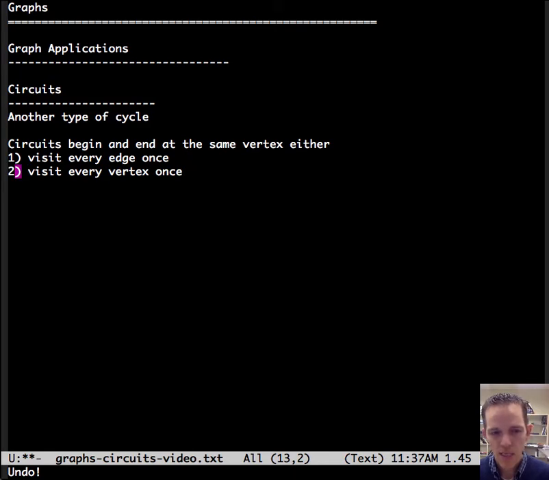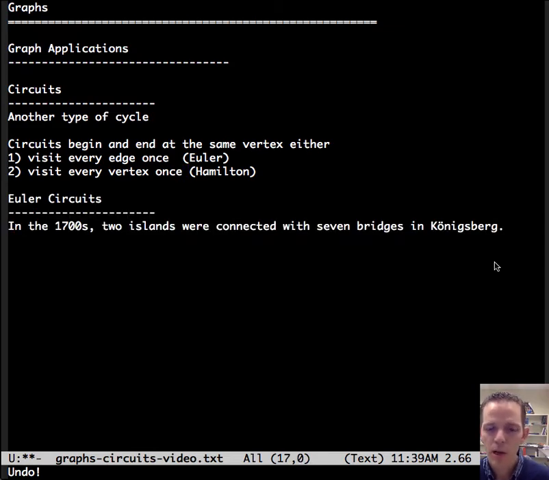Now, the visit every edge kind are called Euler circuits, and the kind that visit every vertex once are called Hamilton or Hamiltonian. And so you can remember E for edge, Euler. That's one way you can remember. Euler is visit every edge. Hamilton, HV. Good luck on that one. Let's talk about Euler circuits.